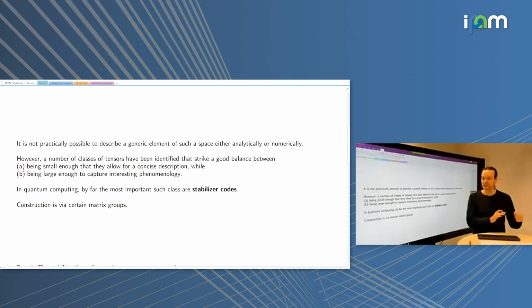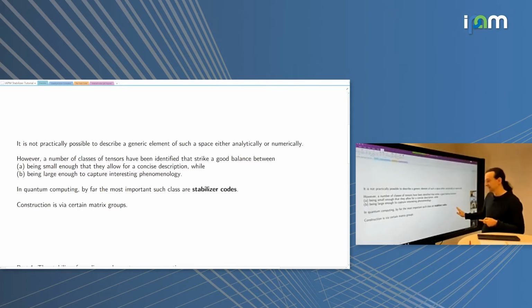There are maybe two big classes. One you heard about in the previous talk: the tensor networks, which are used in computational many-body physics. And there is another important class, which is more important in quantum computing and quantum communication. These are called stabilizer states and stabilizer codes, and the construction is via involving certain matrix groups. So if you like algebra, then you're in luck today, because that's going to be the big difference to what Thomas is doing. We are not optimizing for numerics, we are optimizing for analytical tractability.